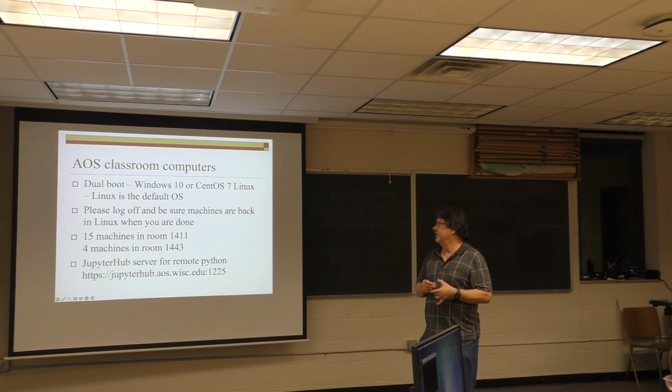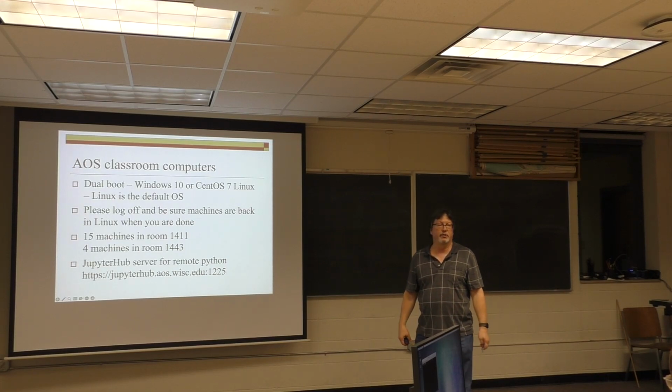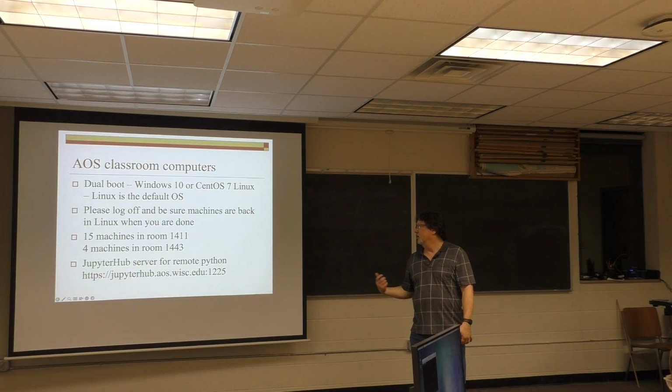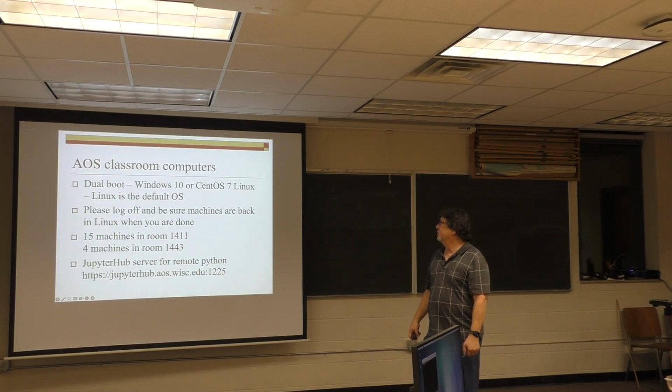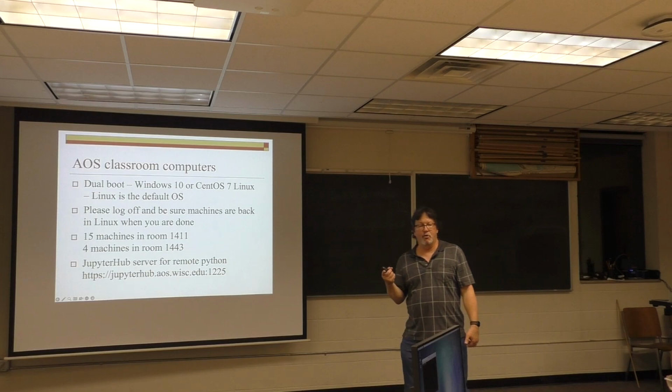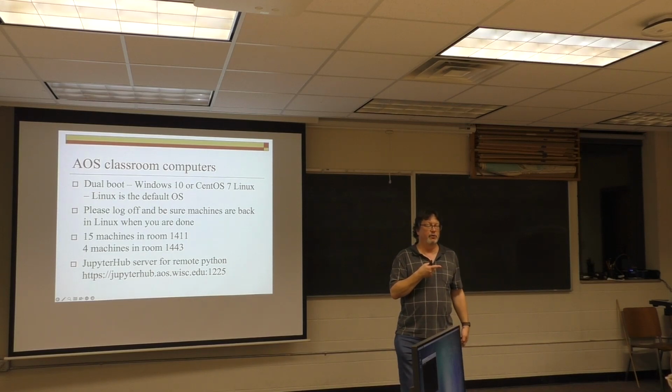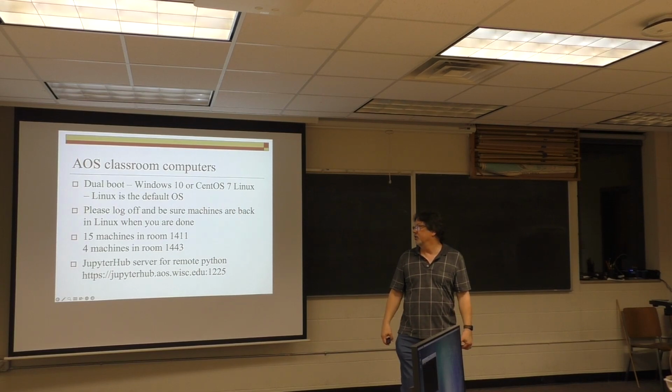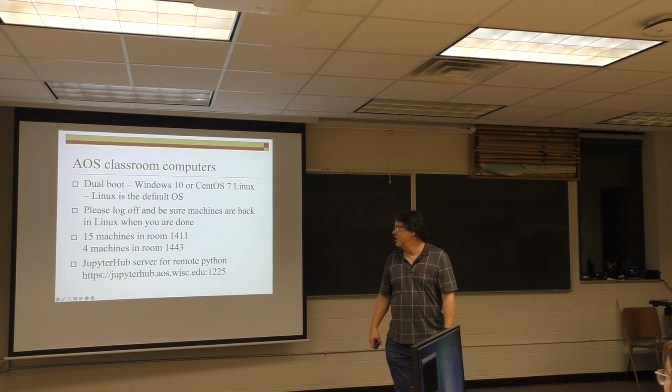So the general idea is that when you walk in here, all of the computers are running Linux. I'll show you how to flip them into Windows if you want to run Windows, and then how to go back to Linux. There's 15 machines in here. There are 4 identical machines in room 1443, which is the conference room right next to my office. I'm in room 1447. So if you want to use one of these computers and there's a class in here or whatever, there's additional computers down the hall.